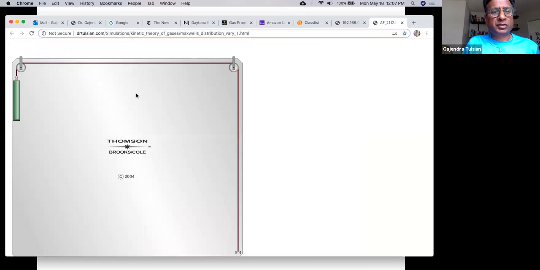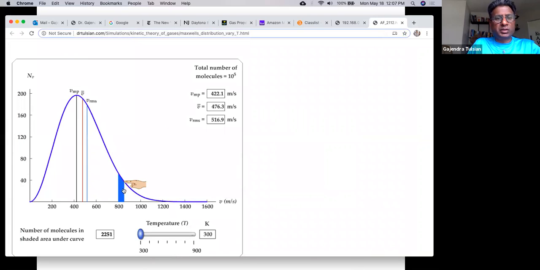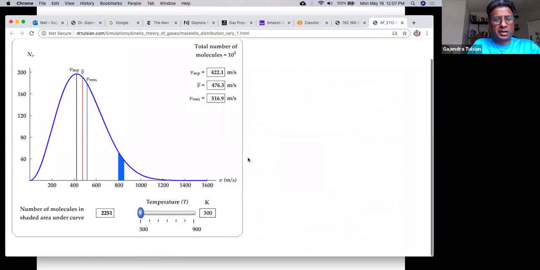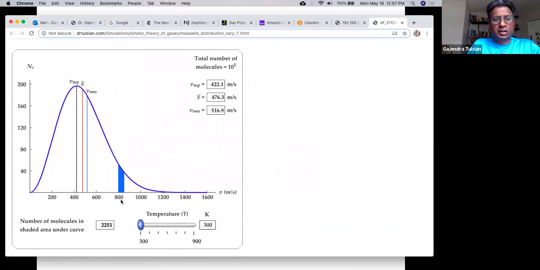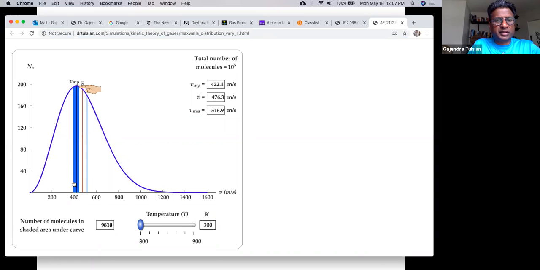So here's the Maxwell-Boltzmann distribution. What this is telling you is, you have 100,000 molecules, and I believe these are hydrogen molecules. At 800 meters per second, there are 2,251 molecules going at that speed. There are 540 molecules traveling at 1,000 meters per second, and there are 60 molecules traveling at 1,200 meters per second.